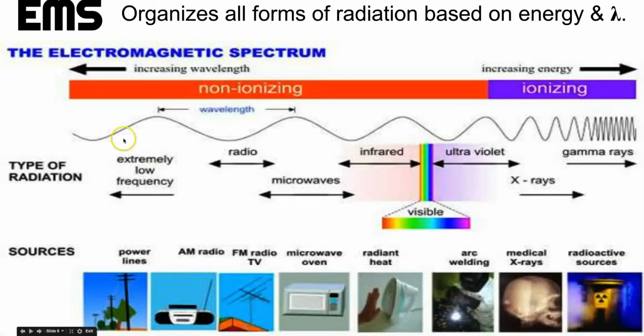So we start with the longest wavelength wave, which is our radio wave. And as we move across the spectrum, the wavelength is getting shorter, so the waves are getting closer together, which causes an increase in the frequency of the wave until we get over here on this side where our wavelength is the smallest and our frequency is the highest.